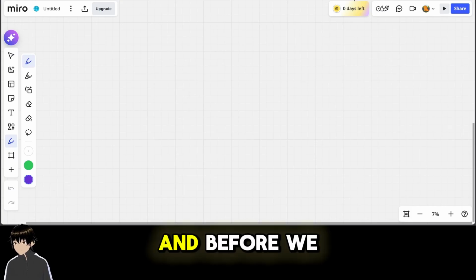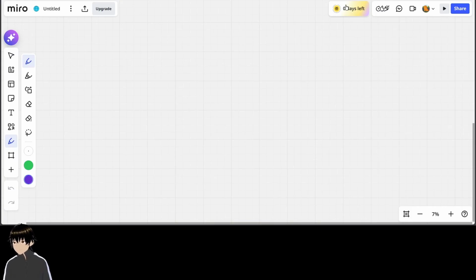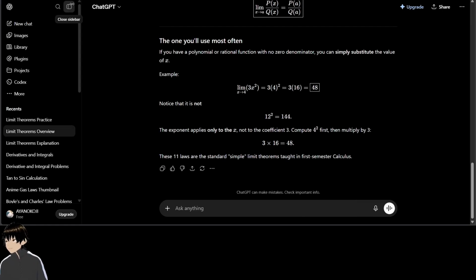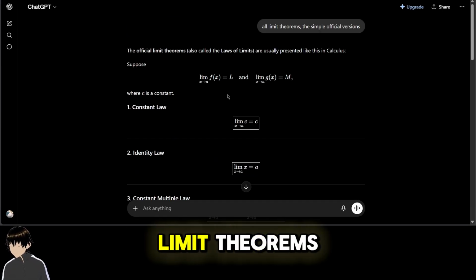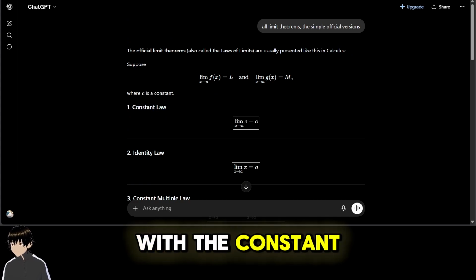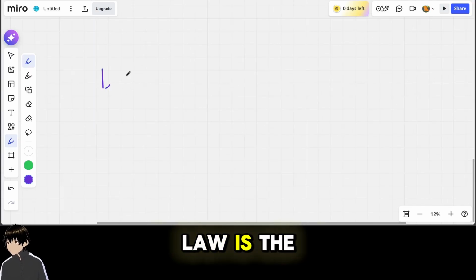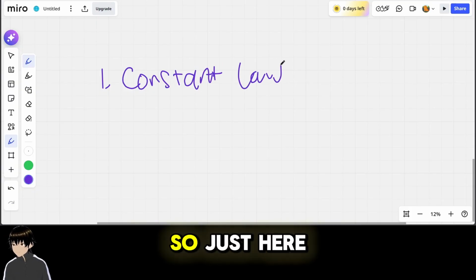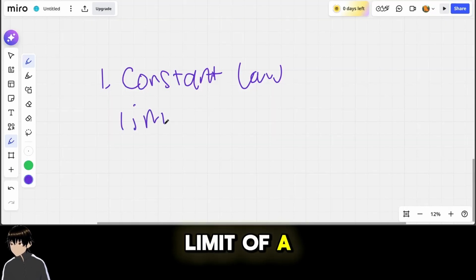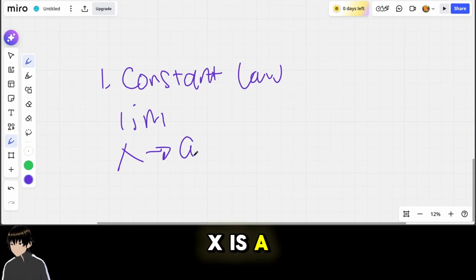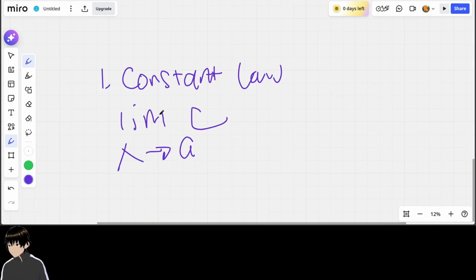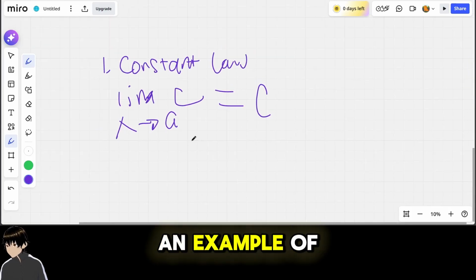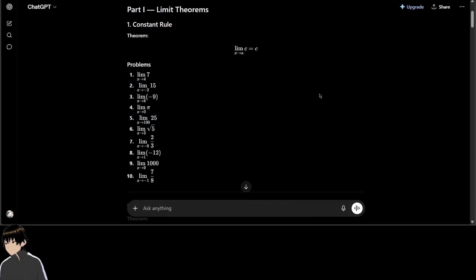Before we do that, let's first start off with a sort of description of the limit theorems. So let's start with the constant law. The first law is the constant law. The limit of c as x approaches a is equal to c. Let's get an example of this so we can visualize what happens here.